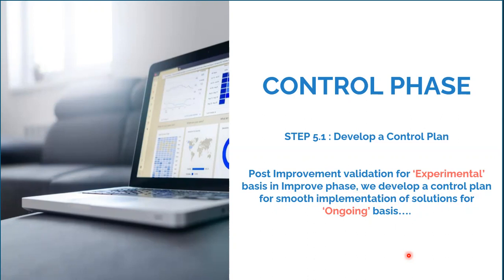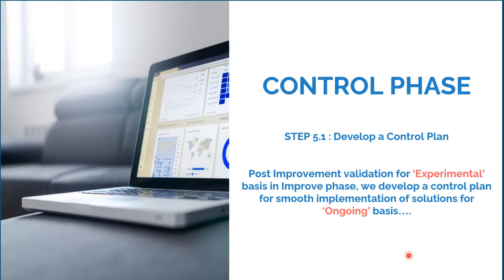So in the improve phase, we deploy solutions only on a short-term basis, that is for test purpose or experiment purpose. Now, once those solutions are validated, we have to take those solutions for day-to-day regular deployment, right? So that's for an ongoing basis. To deploy it on an ongoing basis, we have to have a certain guiding document, which can help the operations team to smoothly implement the solutions on a regular basis.